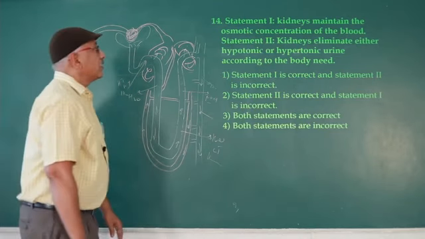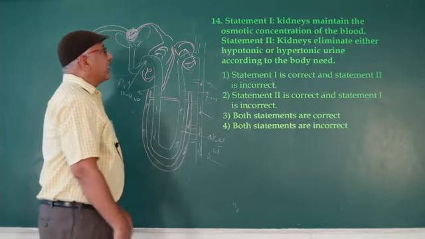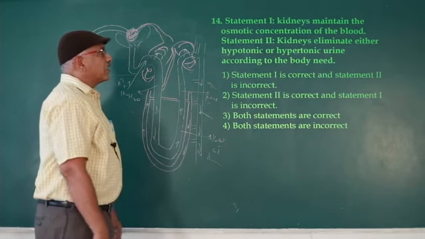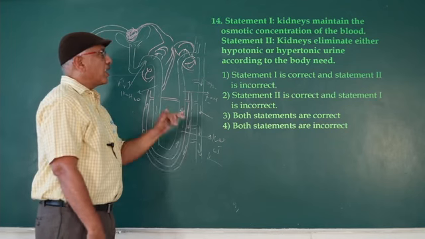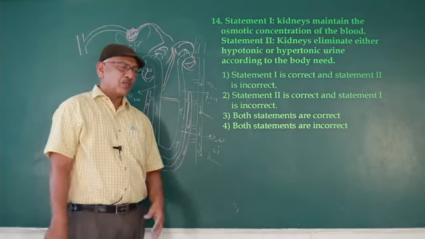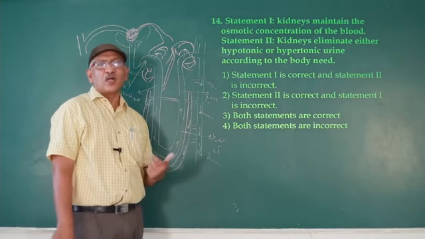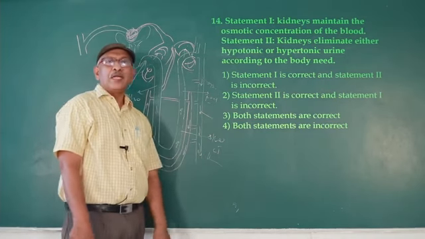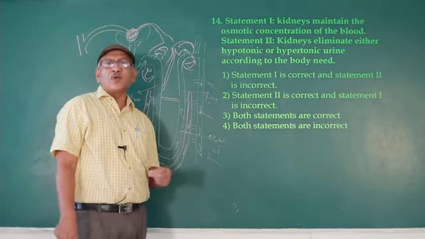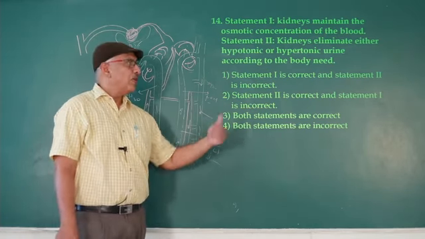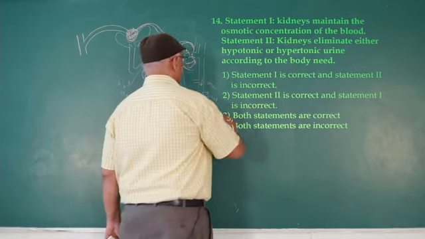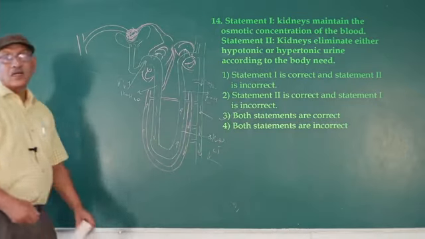Next question, statement 1. Kidney maintains the osmotic concentration of the blood. So correct. Kidneys eliminate either hypotonic or hypertonic urine according to the body's need. Some days we consume excess amount of water; at that time we excrete hypotonic urine. Some days we consume less amount of water; at that time we excrete hypertonic urine. So both the statements are correct.